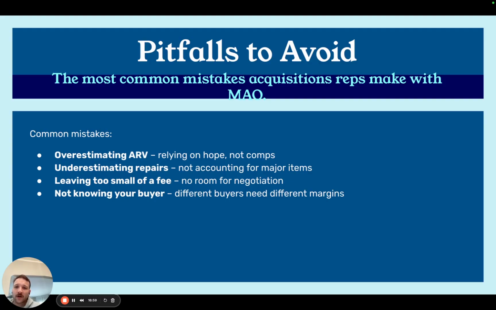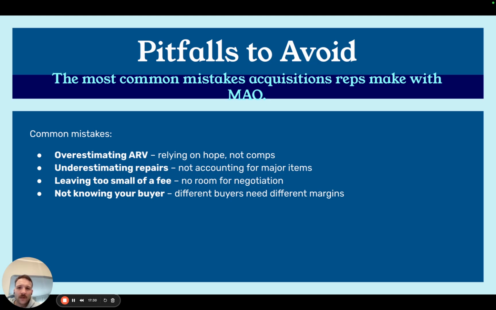Next is leaving too small of a fee. We have to be able to negotiate so the seller feels like they get a win as well. So we want to make sure that we don't leave too small of a fee. We might start out our offers where it might be a 60K spread, and then we work down to 25 or 30, right? We need to understand that all sellers are going to want to negotiate, and we can't put ourselves in a box where we're only offering 10, 15, 20 grand below what we'd be able to move it for.